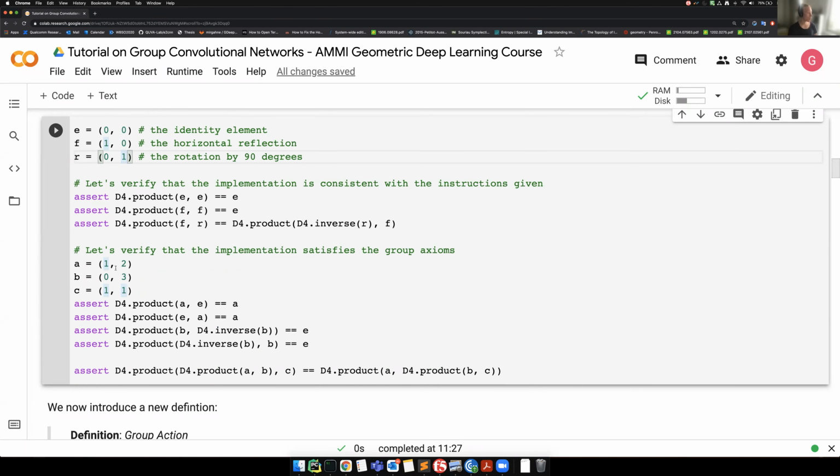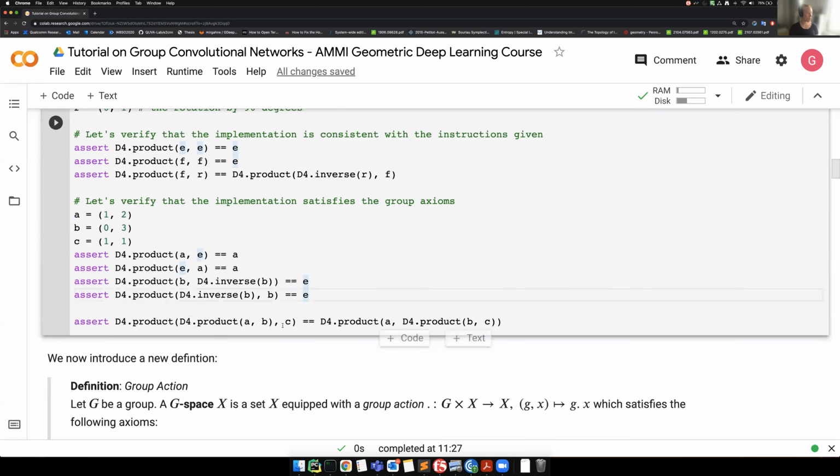So a random element times the identity is still giving us the same object. The same holds in the other direction. Then we try that B times the inverse of B gives us the identity, but also the inverse of B times B gives us the identity. Now we check the associative properties. So A times B, the result times C, is equal to A times B times C.